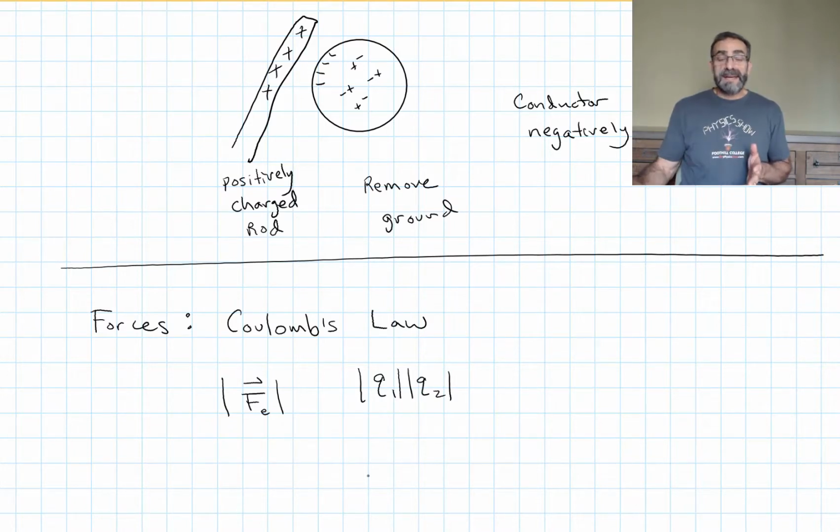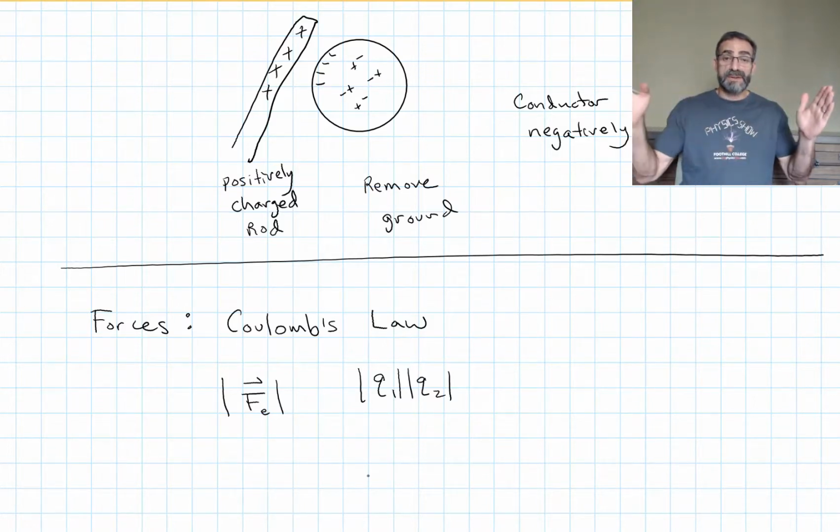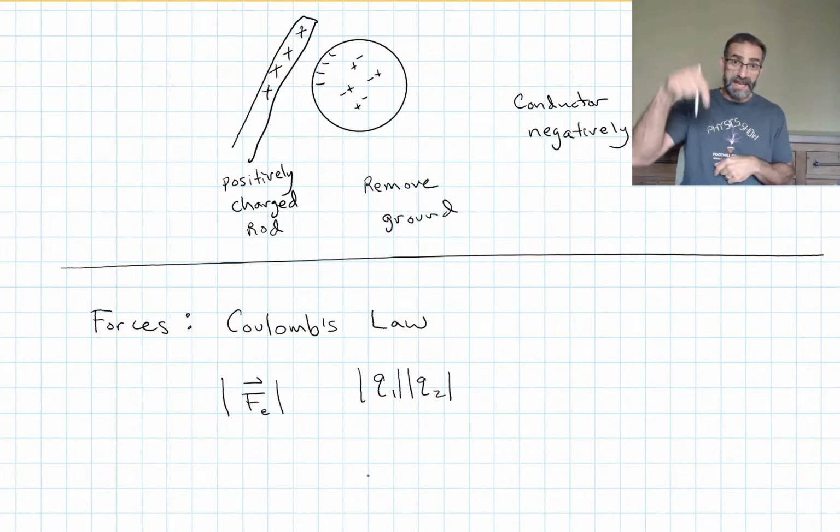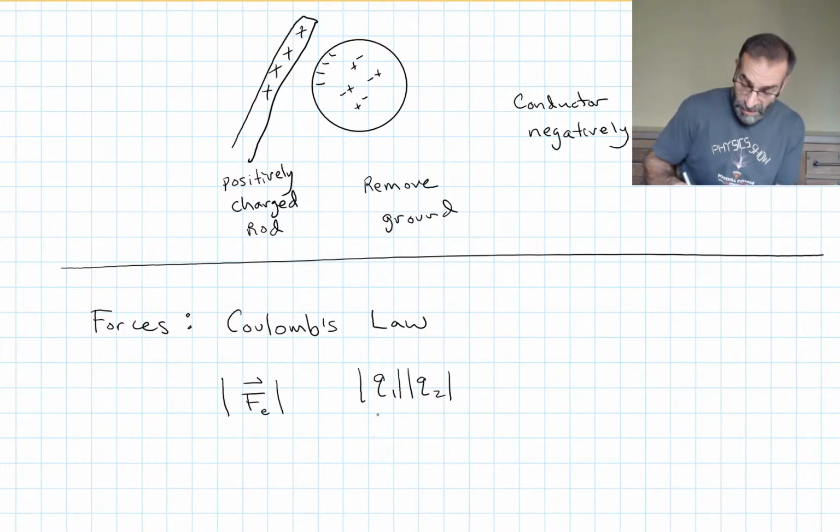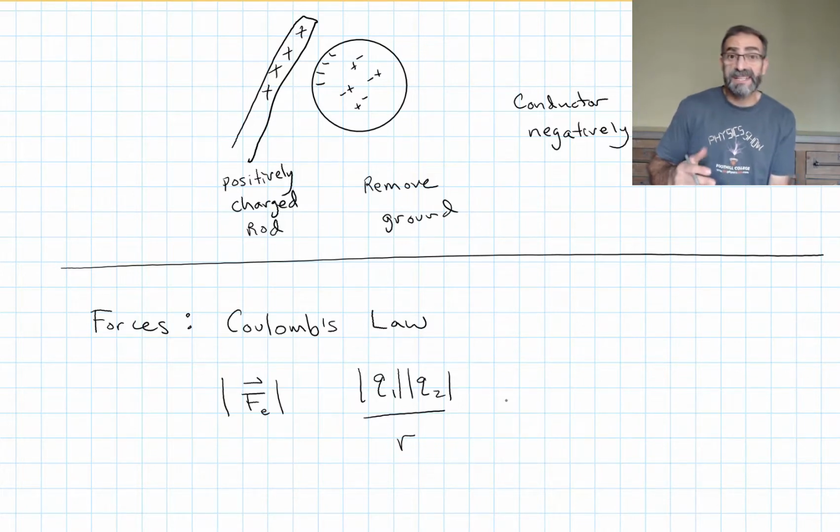And what else might it depend on? How about the distance between the charges? As the charges get farther and farther apart, we would expect the force to get weaker and weaker. So that would be an inverse relationship. And it turns out it drops off as the square of the distance. So that would be 1 over r squared.